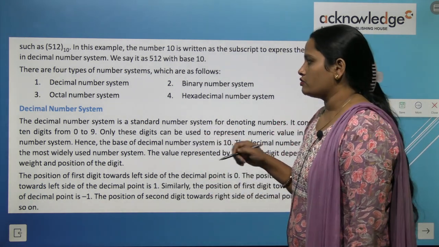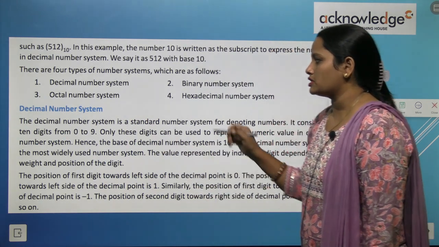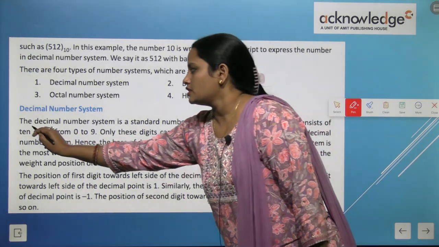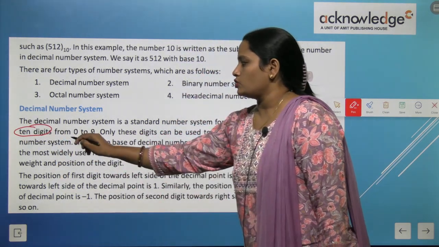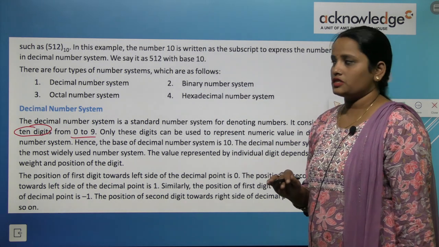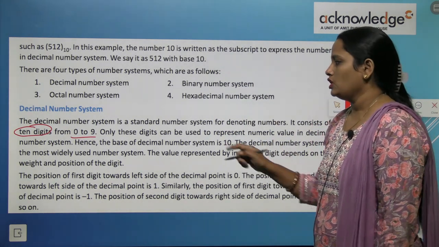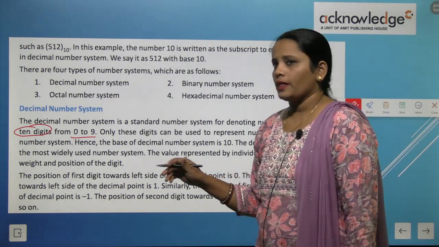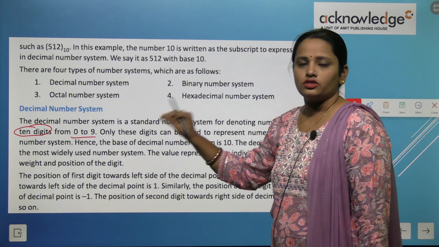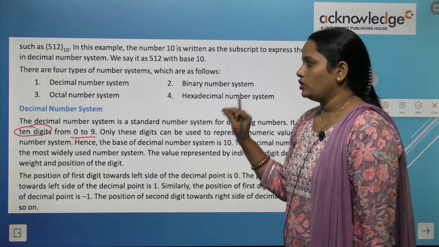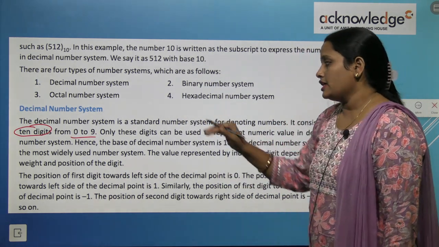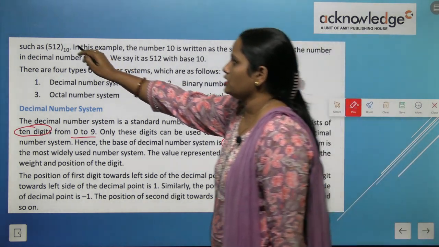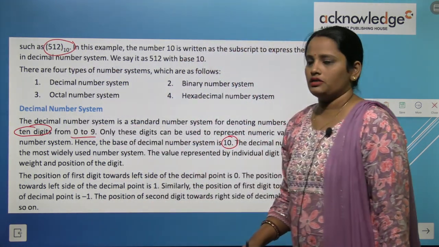In computer language, the decimal number system is a standard number system for denoting numbers. It consists of 10 digits from 0 to 9. Only these digits can be used to represent numeric values in the decimal system. So in computers we can use only numbers from 0 to 9 in the decimal number system. Hence the base of the decimal number system is 10. So this is a decimal number system.